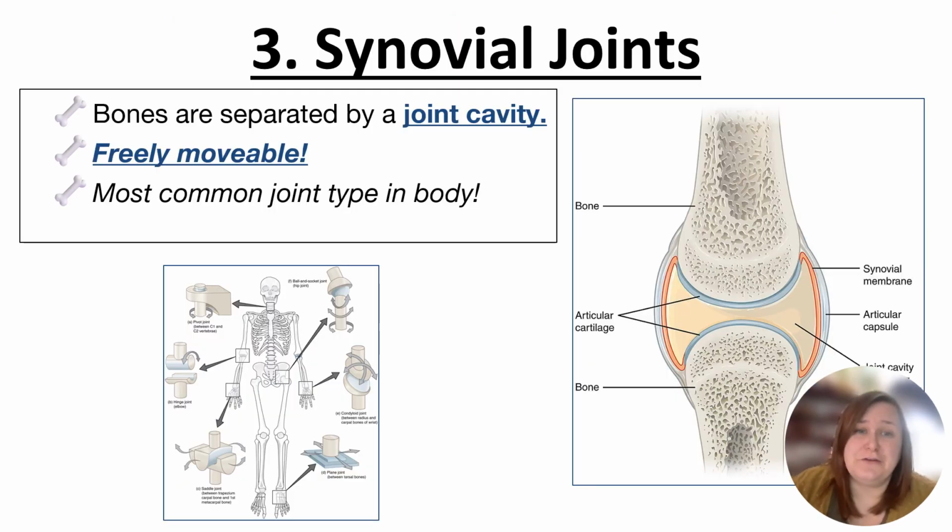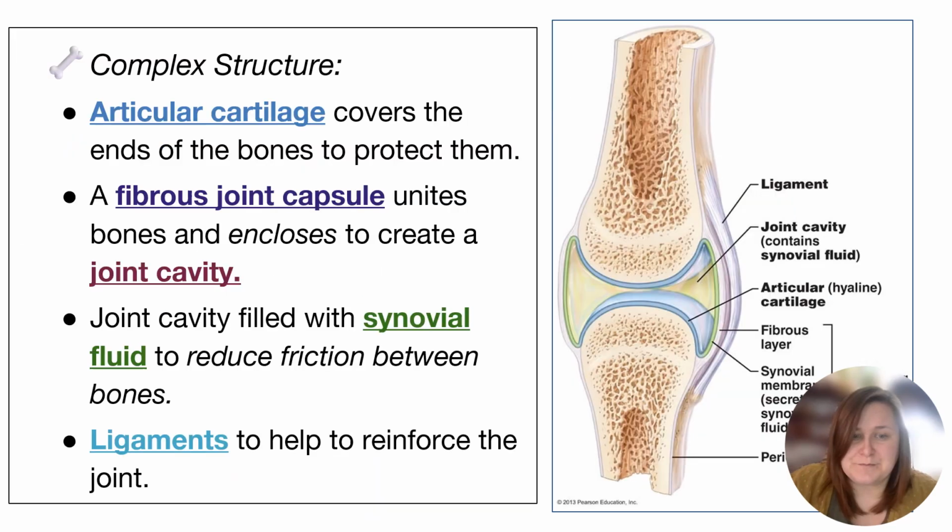We also have synovial joints. In synovial joints, the bones are going to be separated by a joint cavity. These are going to be freely movable. This is the most common joint type in the body and probably what you think of when someone says the word joint.